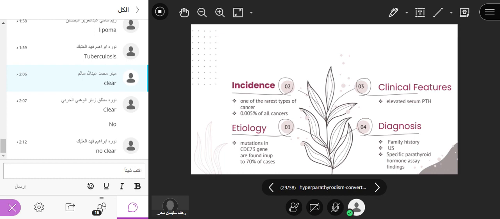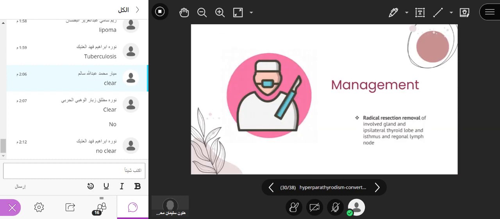It's diagnosed by family history and ultrasound. Its management is radical resection: removal of the involved gland and ipsilateral thyroid lobe, isthmus, and regional lymph node.